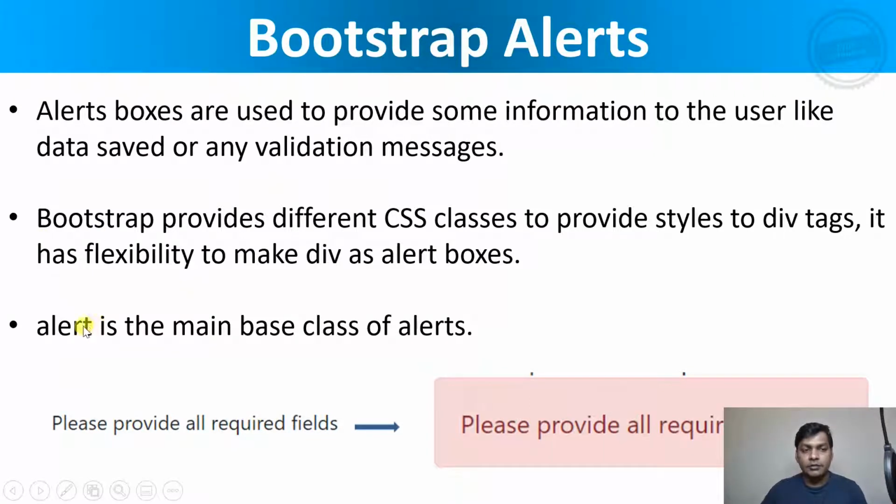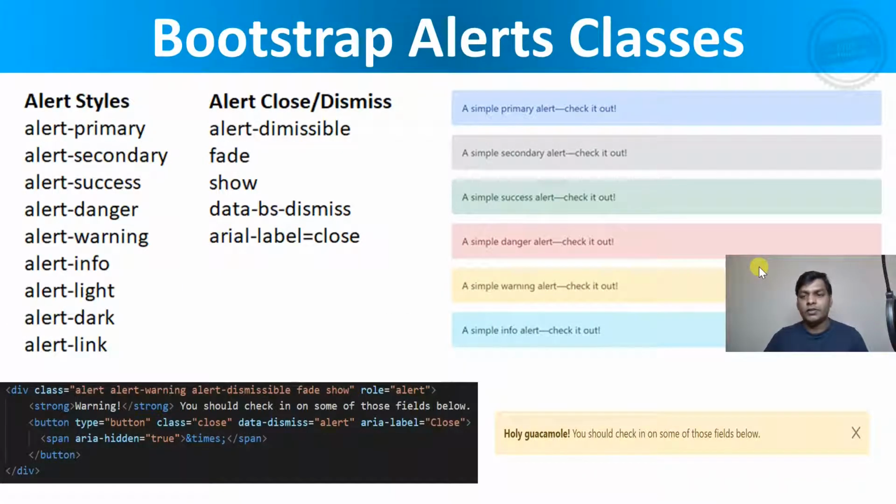And alert is the main base class we use for alerts. This is our plain information, and once we apply the alerts, this is how it looks. Here we are going to see what are the different classes available to create our Bootstrap alerts. I have documented all the alert classes, and to apply the alert styles, similar to our buttons, we have alert primary, alert secondary, alert success, alert danger, alert warning, and like this, depending on your requirement, you can use any alert class.